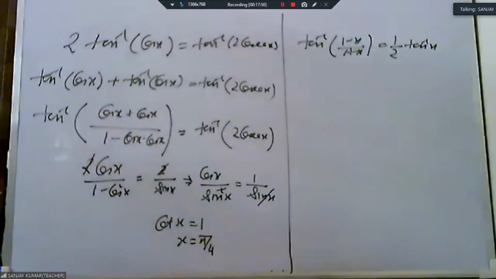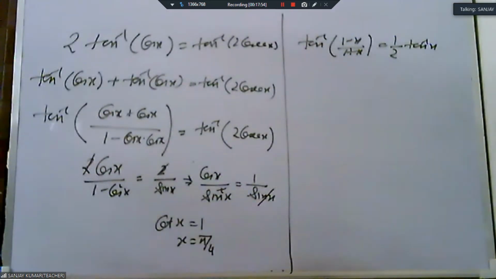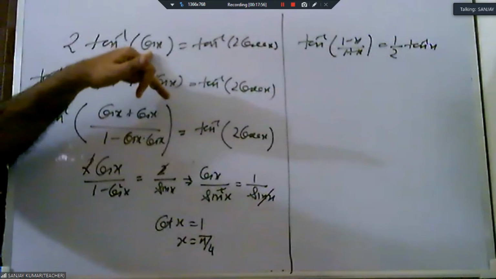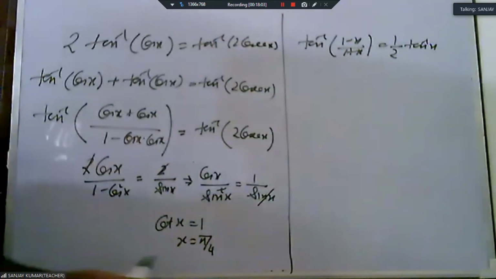Now you can ask why we cancel sin x with sin x. Because it is not given that x is 0. So 0 cannot be possible here, cos 0 is not defined. So x is not 0. x cannot be 0 in the question's condition. Okay, then x is pi by 4.